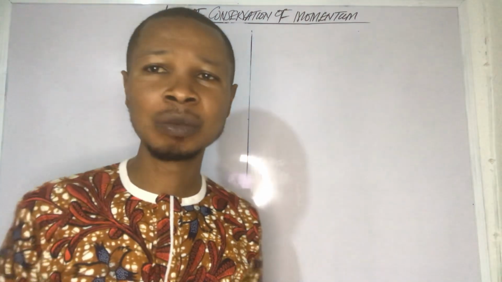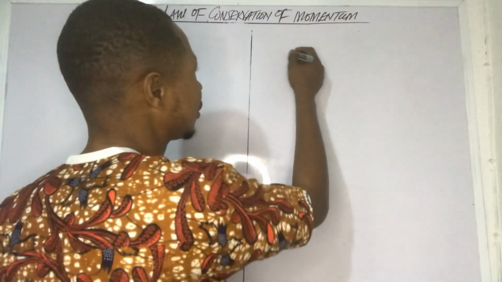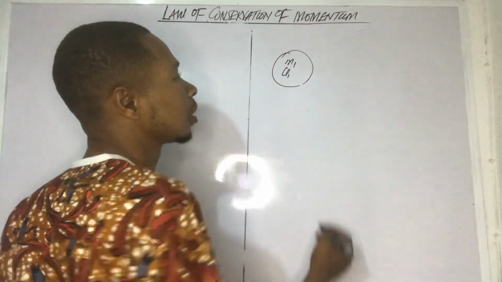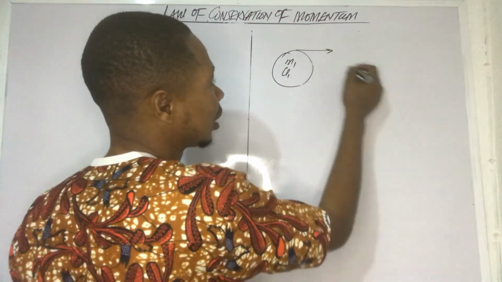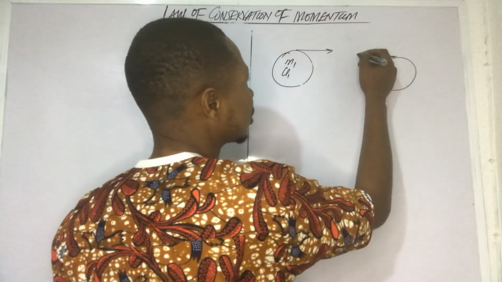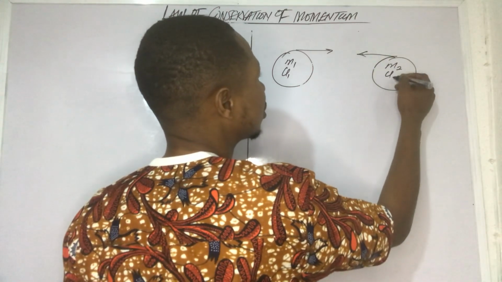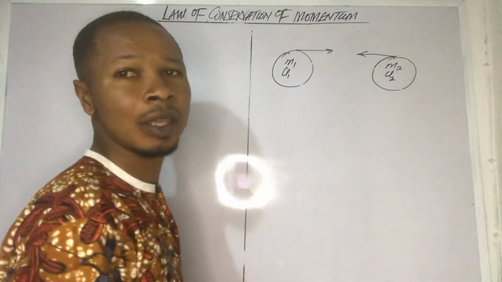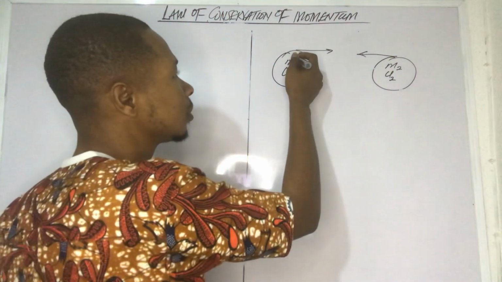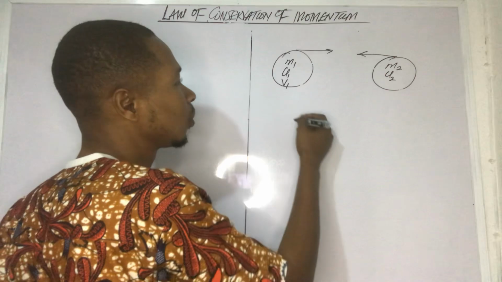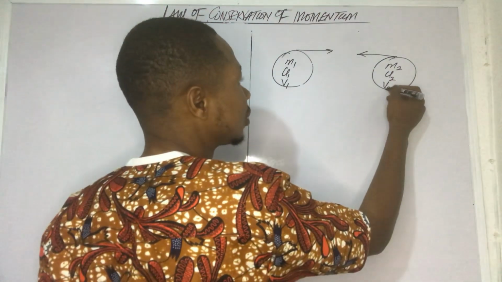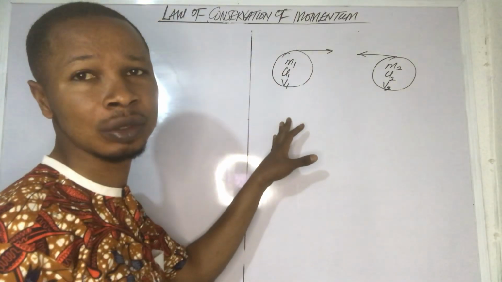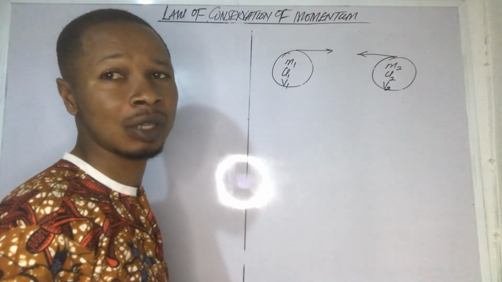What does the law mean? Let's say you have two bodies. One body has mass m1 and initial velocity u1, moving in this direction. It collides with another body of mass m2, moving with initial velocity u2. After the collision, the first body moves with final velocity v1 and the second body moves with final velocity v2. The law says that the sum of their momentum before collision is equal to the sum of their momentum after collision.